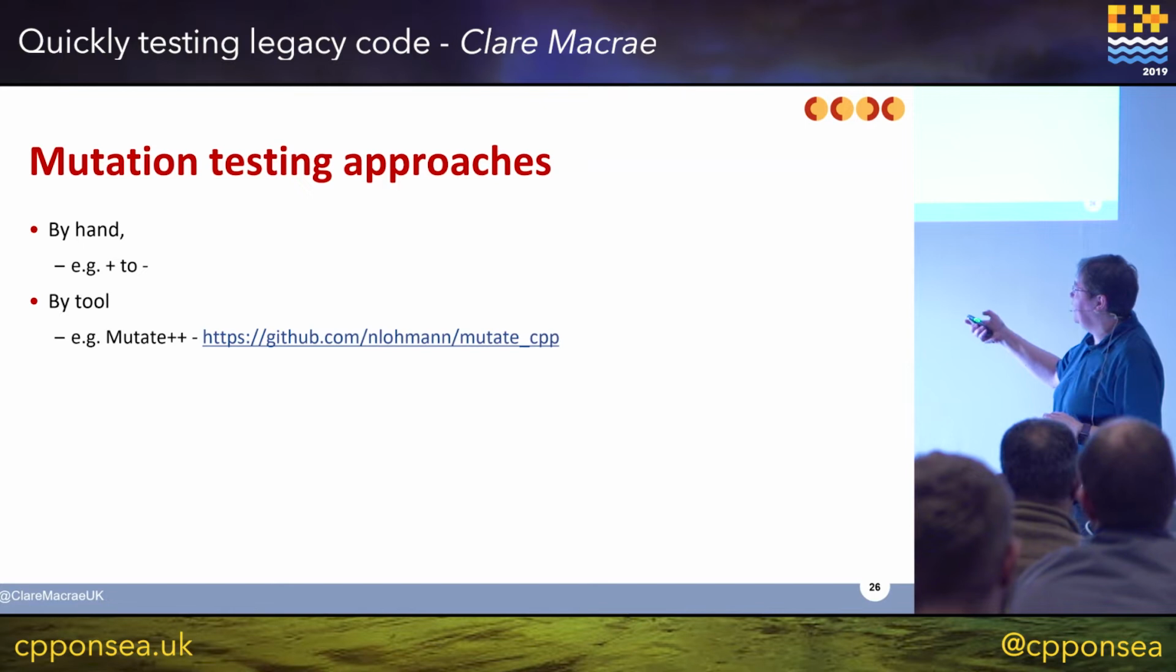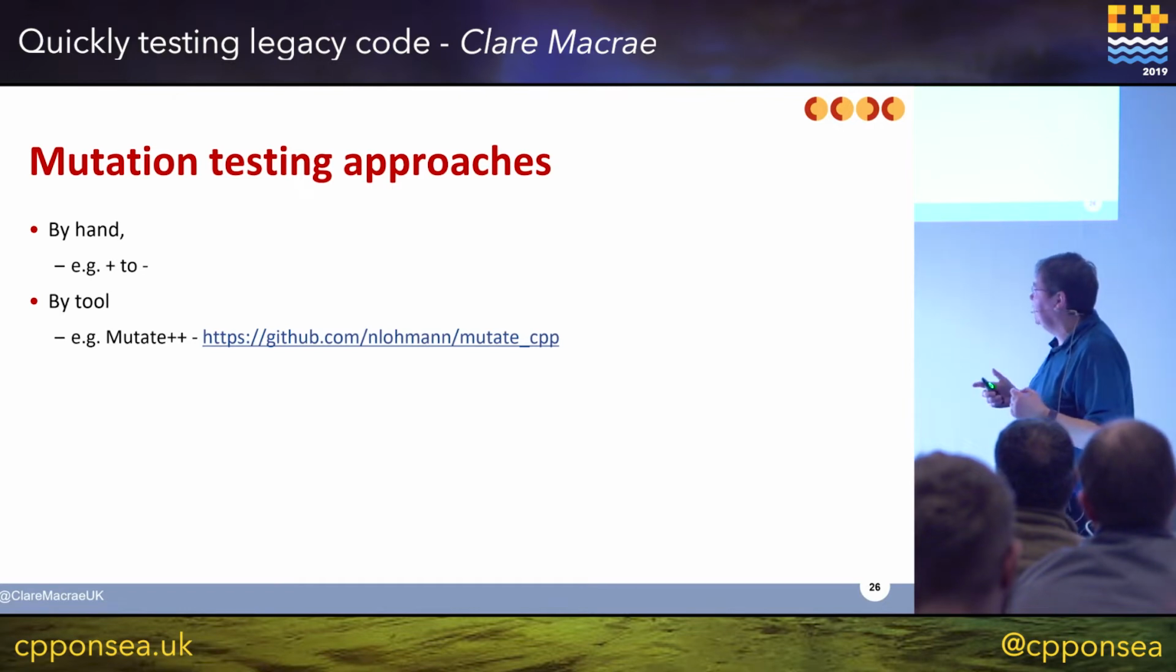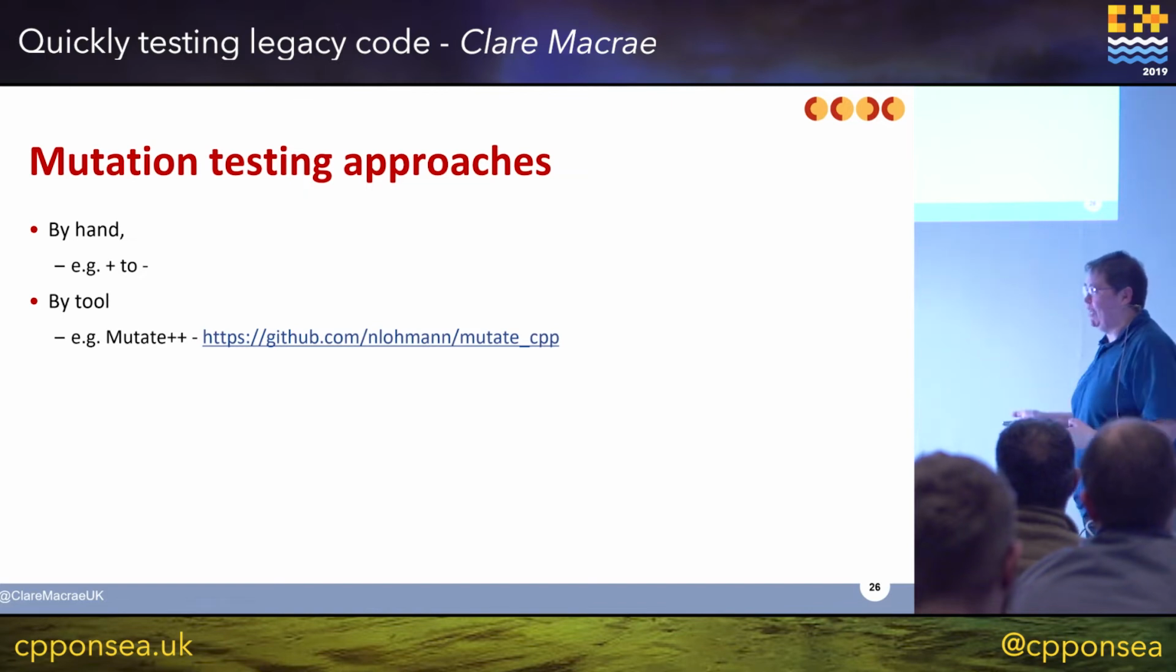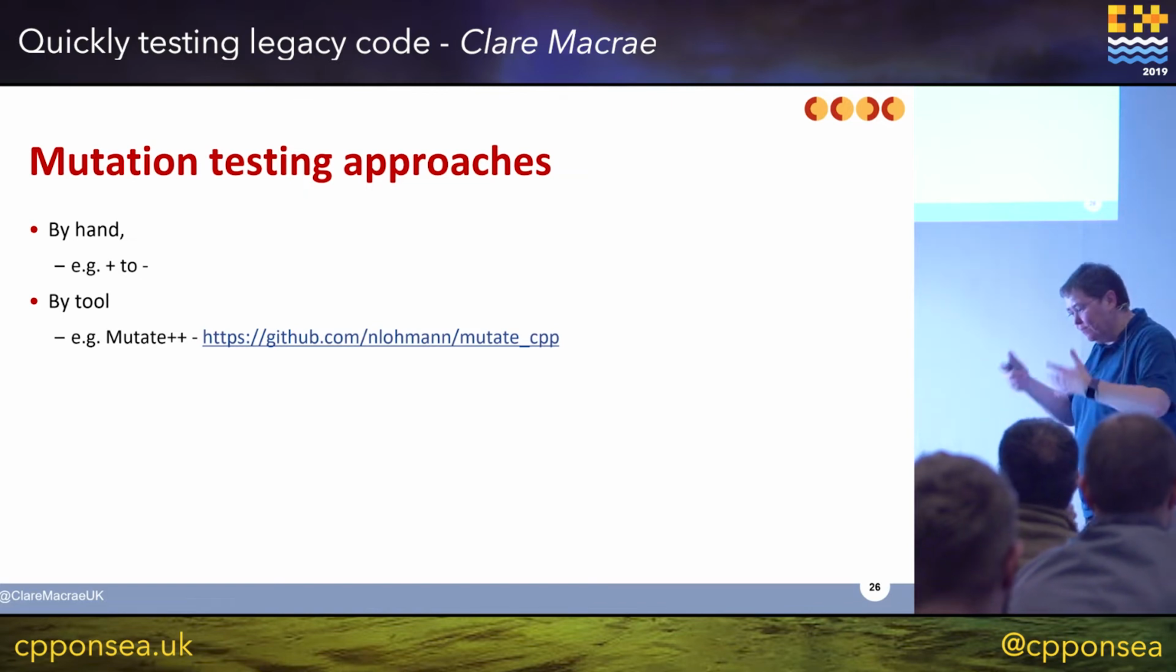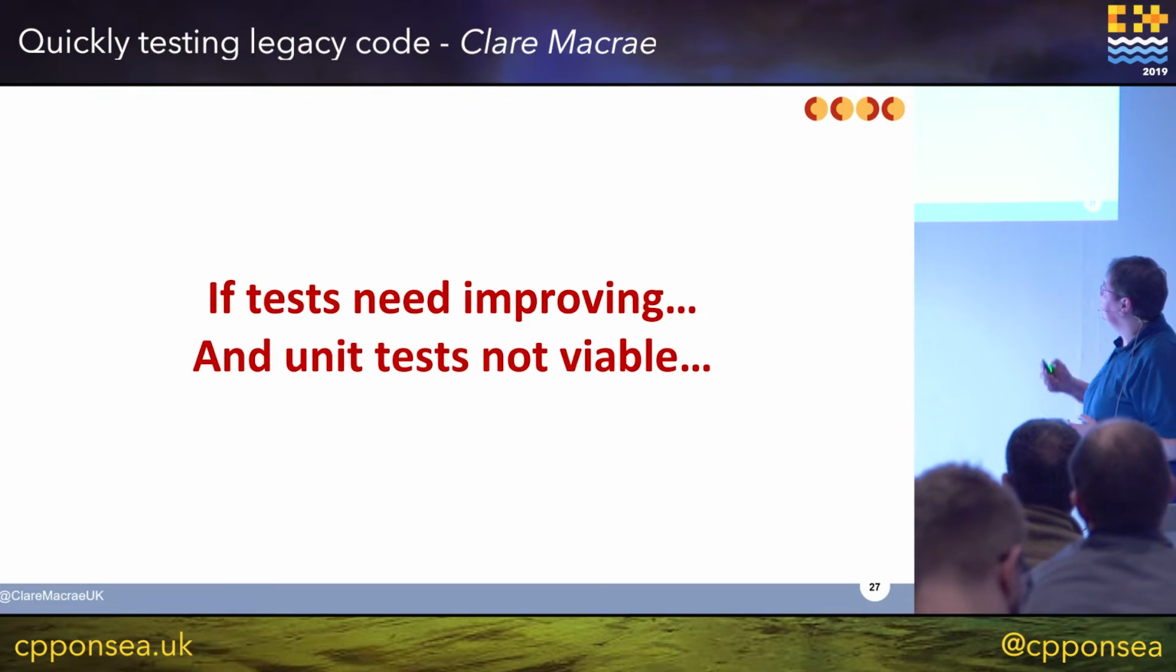So you can do it by hand, changing operations, changing magic numbers, that kind of thing, or you can use a tool. For this scenario I'm talking about, personally, I wouldn't bother setting up a tool at this point. I would just use the manual testing, after you've seen the coverage of the code, but that's a personal choice.